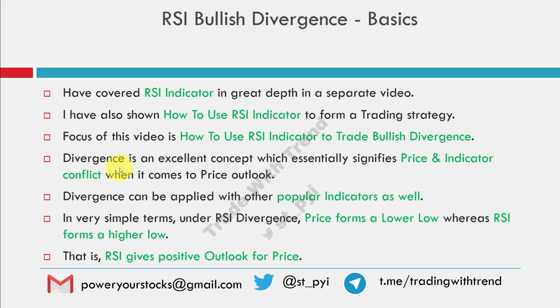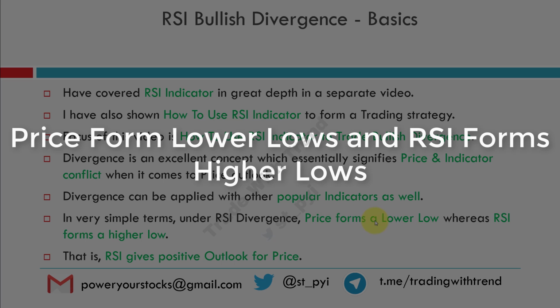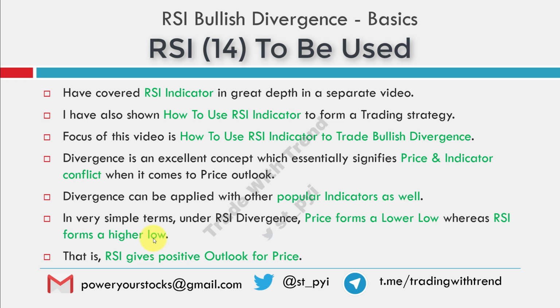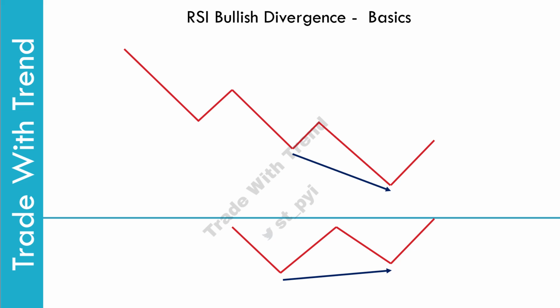Now divergence is an excellent concept which essentially signifies price and indicator conflict when it comes to overall price outlook. Divergence can be used with any other indicator as well, and in very simple terms, under RSI bullish divergence, price actually forms a structure of lower low, whereas RSI forms a structure of higher low. Now this essentially means that RSI bullish divergence suggests positive outlook for price. The RSI parameter that I have used in this particular strategy is the standard parameter, that is, 14 periods.